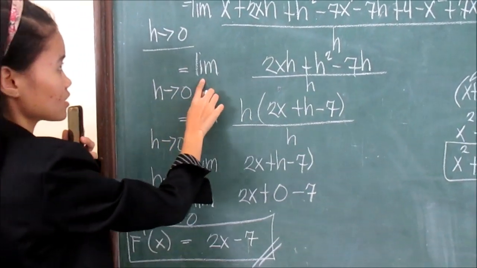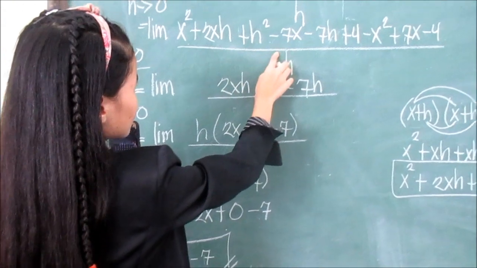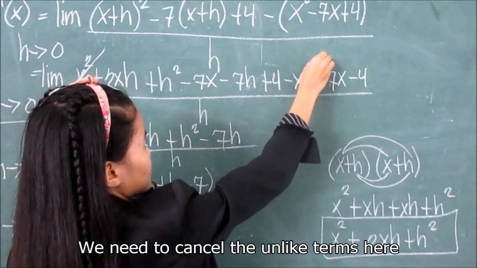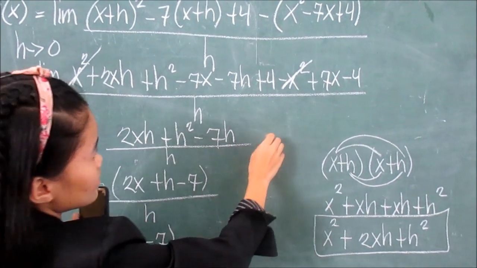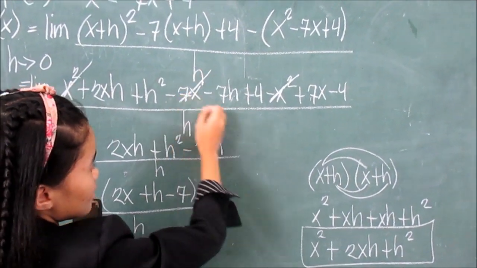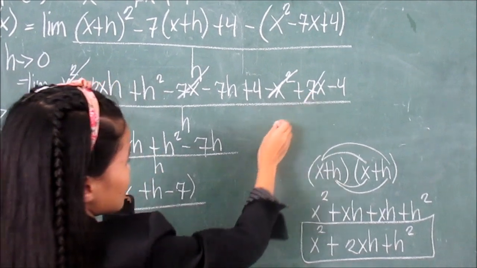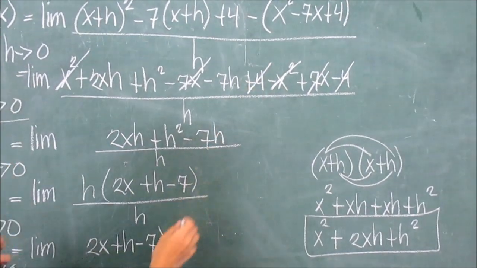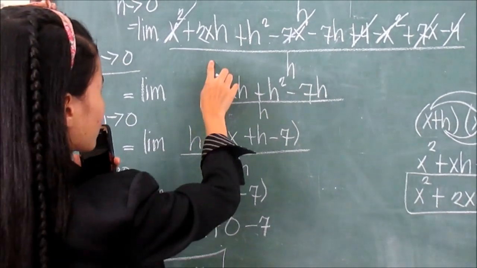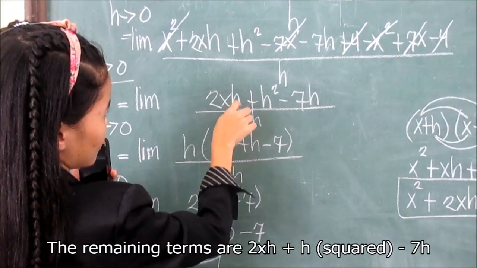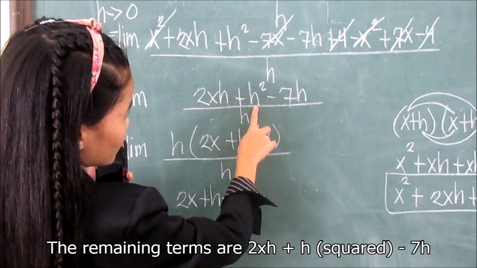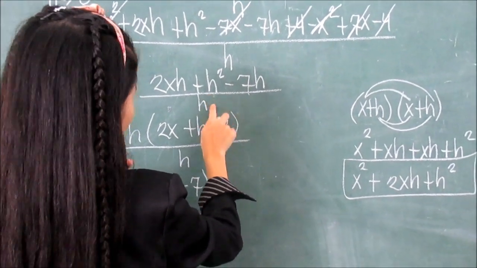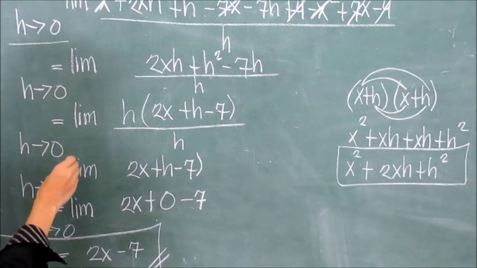Next is the limit. So we need to cancel the unlike terms here. Cancel the x squared and the negative x squared. Cancel the negative 7x and the positive 7x. Cancel the negative 4 and the positive 4. And the remaining terms are 2xh plus h squared minus 7h over h as h approaches 0.